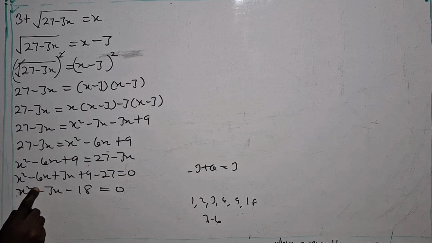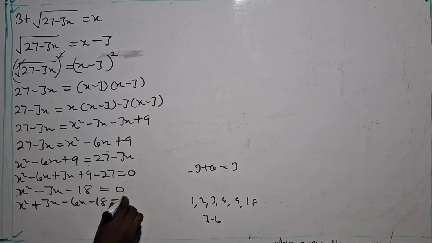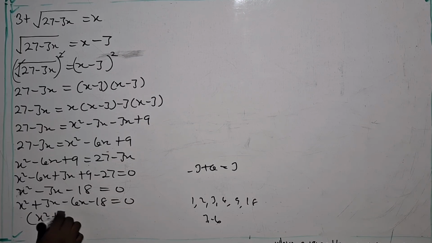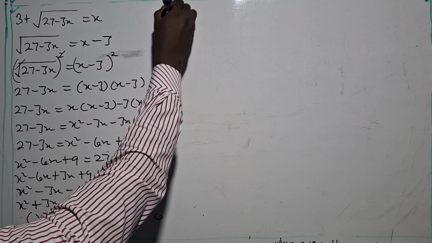Then replace it with the middle term. So here is going to give us x squared plus 3x, then minus 6x minus 18 is equal to 0. Let's group them. X squared plus 3x, then I have 6x minus 18 is equal to 0. So keep watching as we continue.